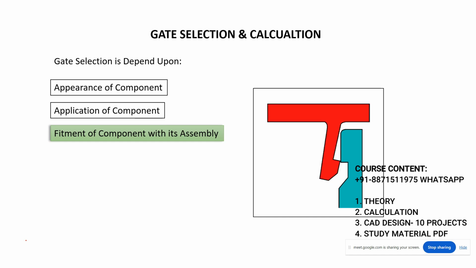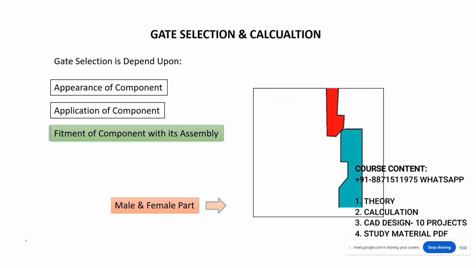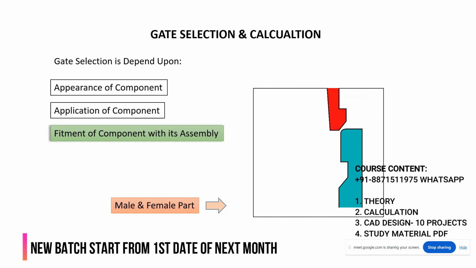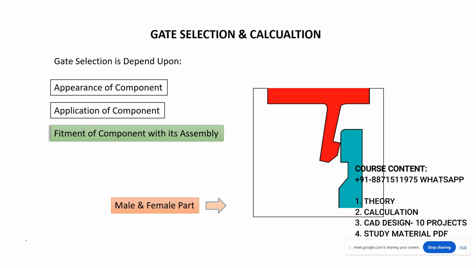I think you quite understood about this, right? So gate selection, or the calculation, is depending upon 3 things: appearance, application, and the fitment. And apart from these 3 things, we have to discuss with the customer also.